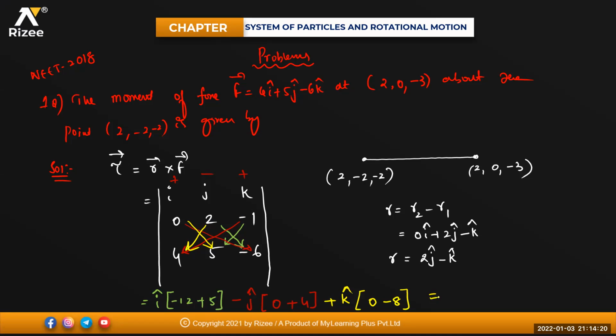So the answer will be equal to how much, beta? Can anyone give me the answer now? So minus 12 plus 5. That will be equal to minus 7 I cap minus 4 J cap minus 8 K cap. Cross check it. Minus 7 I cap minus 4 J cap minus 8 K cap. Very good, Nandini.